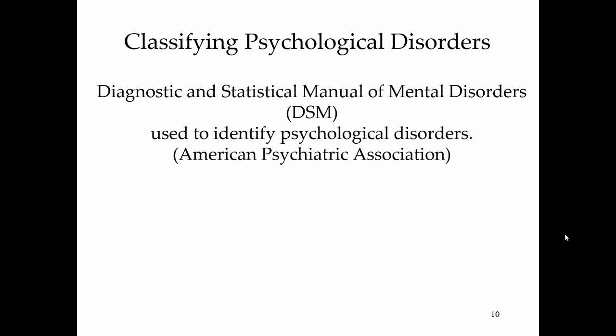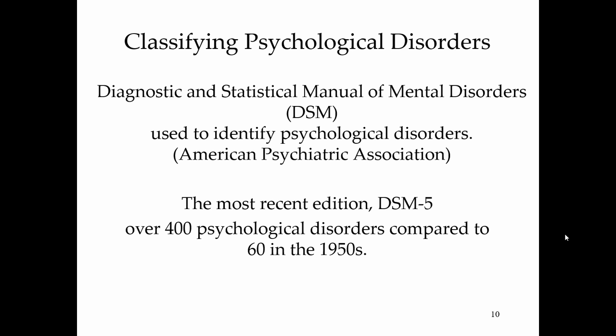So, a little bit about the DSM, the Diagnostic and Statistical Manual of Mental Disorders. This is the classification system that is used to identify psychological disorders. It's produced by the American Psychiatric Association. It does not indicate how the disorders are to be treated, only how we identify them. DSM-5 is the most recent edition, which came out a couple years ago.